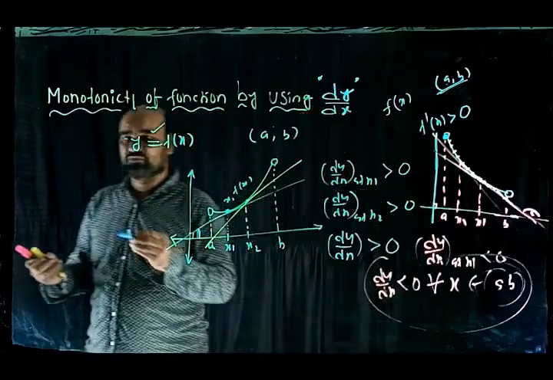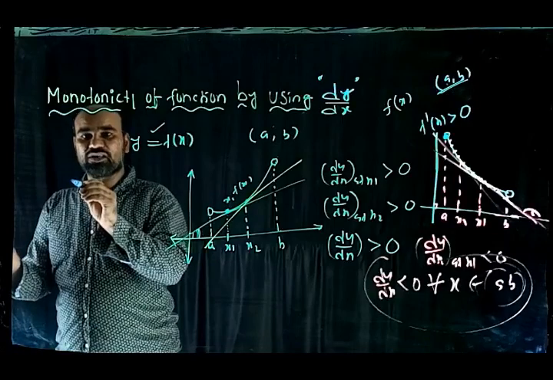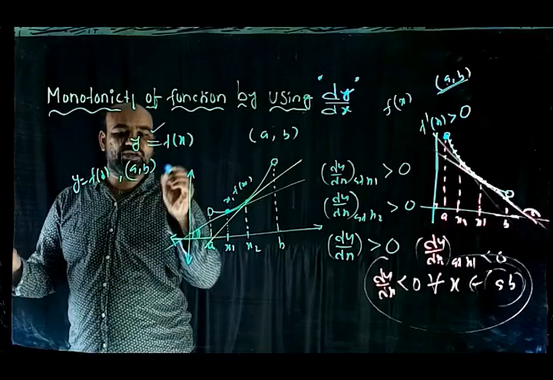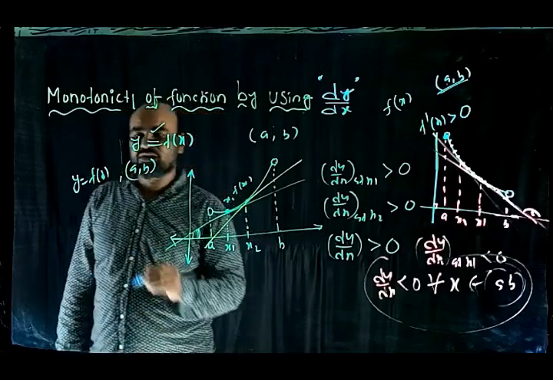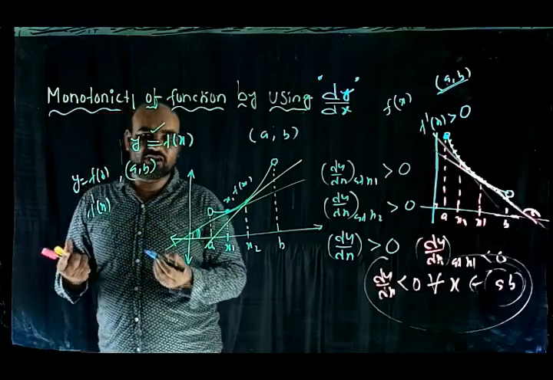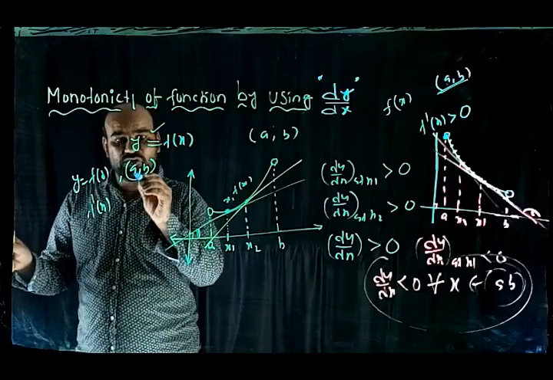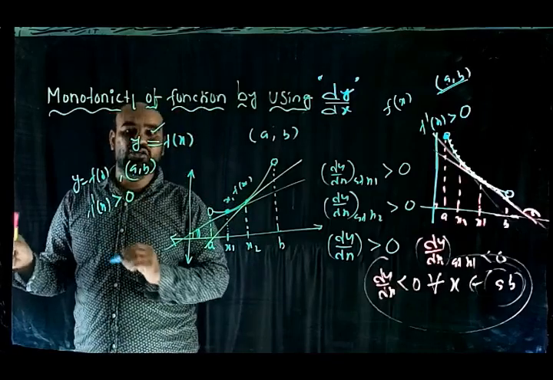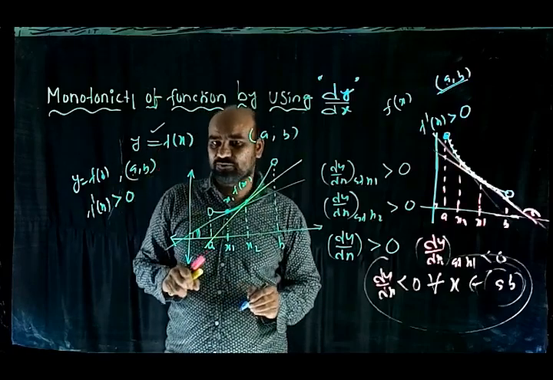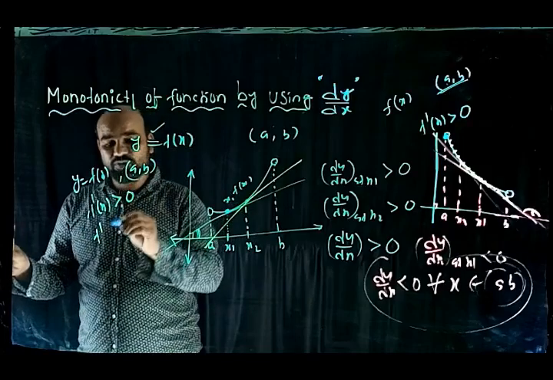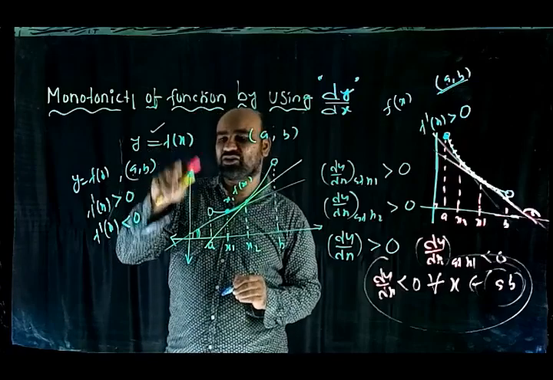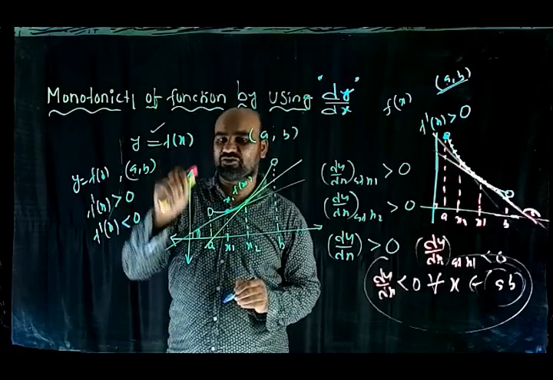Observe the final conclusion. We want to find the monotonicity of the function y is equal to f of x in the open interval a to b. Find the first derivative of the function, f dash of x. Now we want to find the sign of f dash of x. At every point in between a to b, if f dash of x is greater than 0, then we can conclude that the given function is an increasing function in the interval a to b. If at every point in between a to b, f dash of x is less than 0, then you can say that the function is decreasing in that interval, in other words, strictly decreasing in that interval.